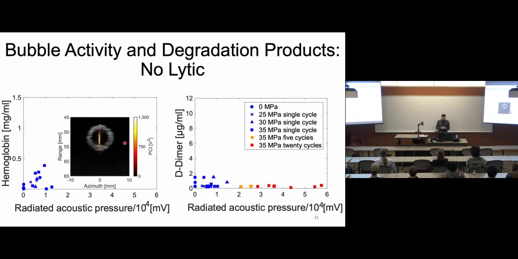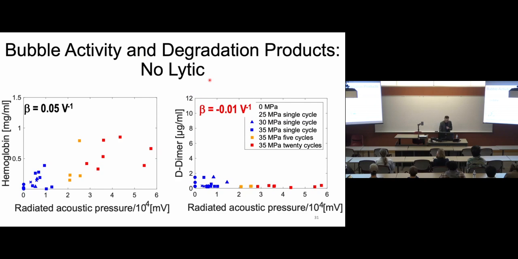Now, the second thing that Sam did, the second investigation, was to understand how the bubble activity was contributing to each of these mechanisms. And so he used this passive cavitation imaging technique. He formed these images to indicate the strength of emissions that were occurring in the clot and therefore the strength of the mechanical activity. And then he correlated that with each of these metrics, in a similar type of analysis. So on the abscissa here for both of these graphs, this is the radiated acoustic pressure, again, the intensity of bubble activity, relative to the amount of hemoglobin, or hemolysis, or D-dimer, meaning fibrinolysis.